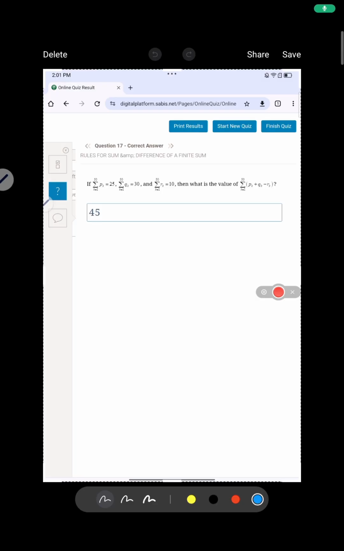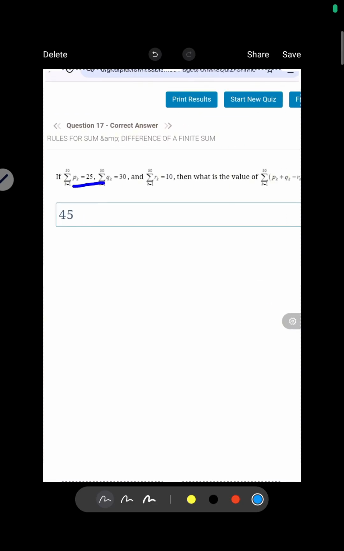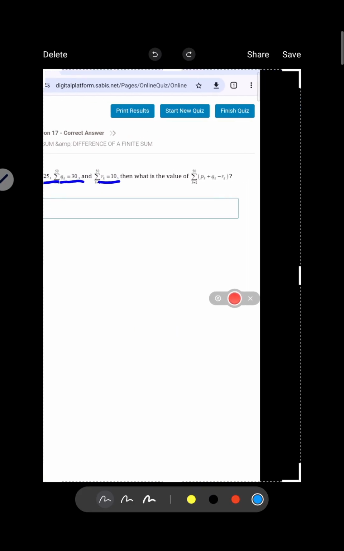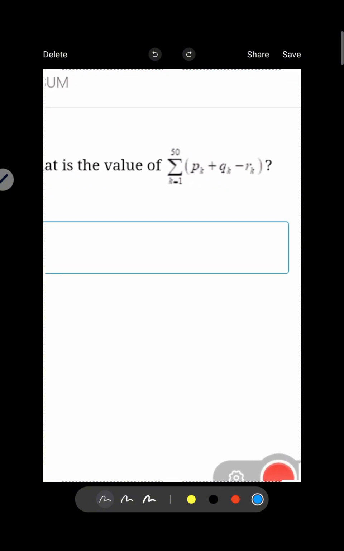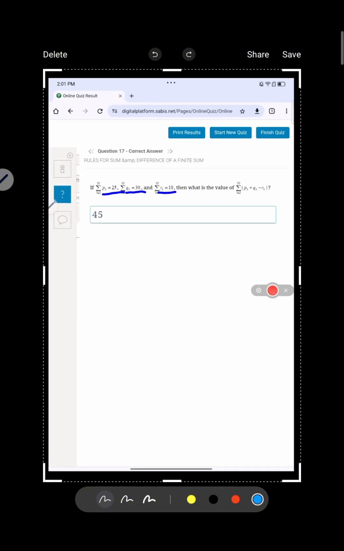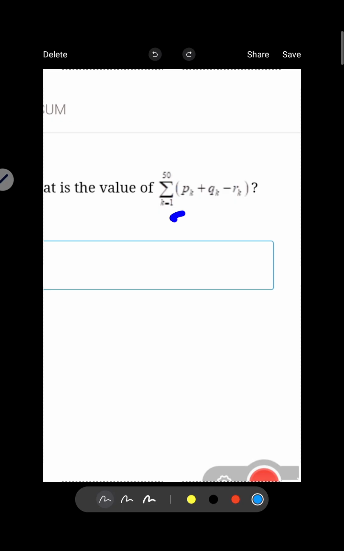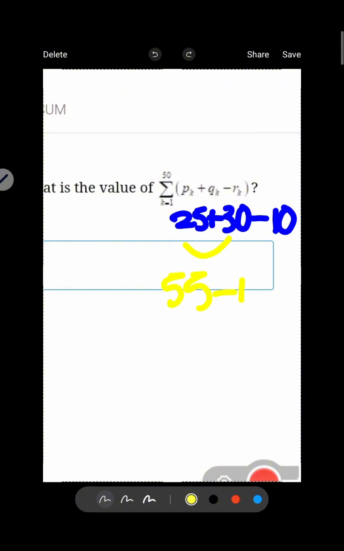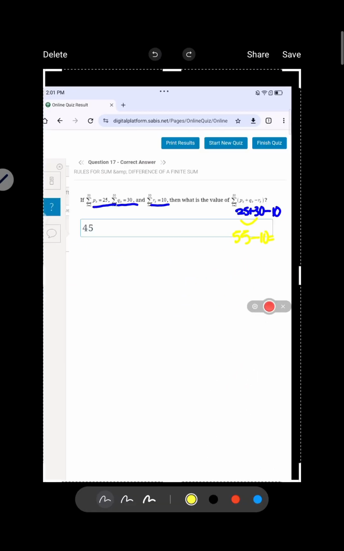Okay, for this question, they said PK 25, QK 30, RK 10. Okay, so PK is how much? 25. And QK is 30. And RK is 10. So, first thing, you add those, 55, and then you minus it by 10, you will get 45.